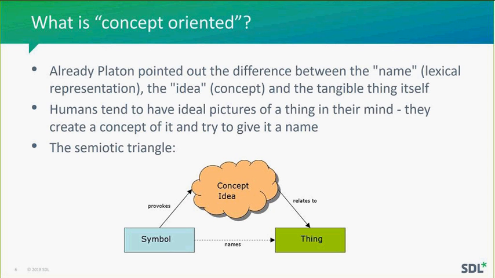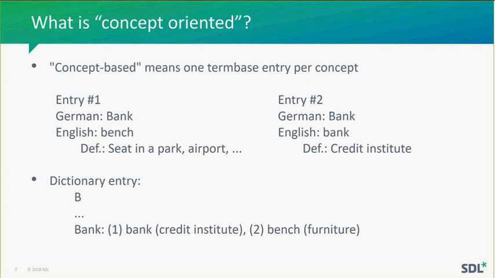Or if we look at it from another aspect, from a dictionary versus term-based aspect, then the German term Bank, for example, would in a term base yield two entries actually. So there would be one entry with the English equivalent bench and one entry with the English equivalent bank. One would be for a credit institute and one would be for a seat in a park or a piece of furniture or something like that.